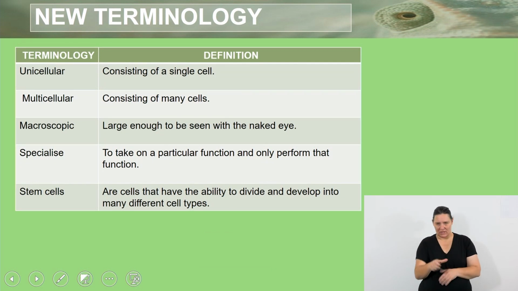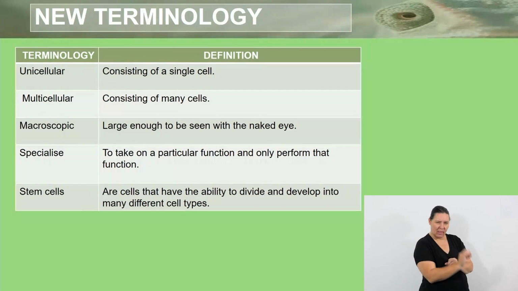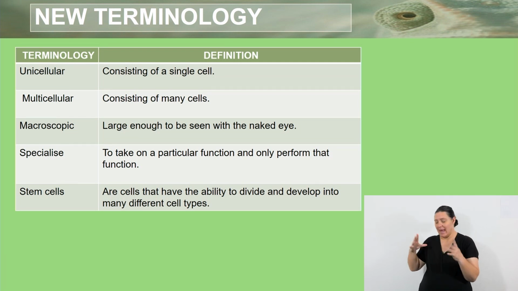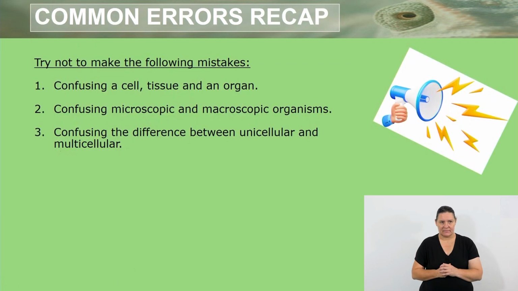We were then introduced to new terms, so we looked at unicellular, which means consisting of one cell. We spoke about multicellular, which means consisting of many cells. We looked at microscopic organisms, which are large enough to be seen with the naked eyes. We then spoke about to specialize, which is to take on a particular function. And then we spoke about stem cells, which are cells that have the ability to divide and develop into many different cell types. Now we are going to move on to the common errors.